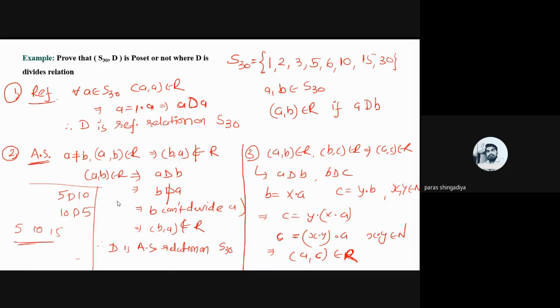So just try it for S60, D. How many numbers are included in S60, and can we prove it is reflexive, antisymmetric, and transitive or not? Means it is a partially ordered set or not. So just try it by yourself for S60 comma D. This is the solution of S30. So take a screenshot for your reference. Otherwise, just write down the main points in your book on how we can prove it.